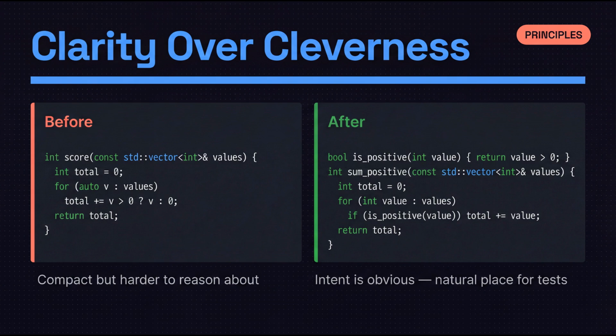We extract the predicate. isPositive returns whether a value is greater than 0. sumPositive loops through values, checks isPositive, and adds matching values. It's slightly longer, but the intent is obvious. The predicate is testable independently, and anyone reading the code can see the business rule immediately. Clarity over cleverness. Every time.